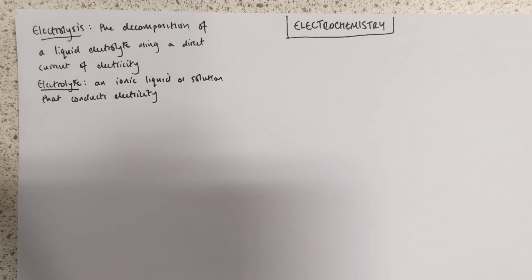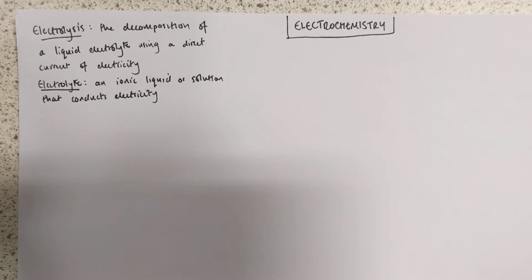Now, the only way that an ionic compound can conduct electricity, as you learned about in year 11, is if it is molten, turned into liquid, or dissolved in water as a solution. So if you've got an ionic compound dissolved in water or molten, it's going to be an electrolyte in this topic. If we look at an example of something that could be used as an electrolyte, we could pick a few things.